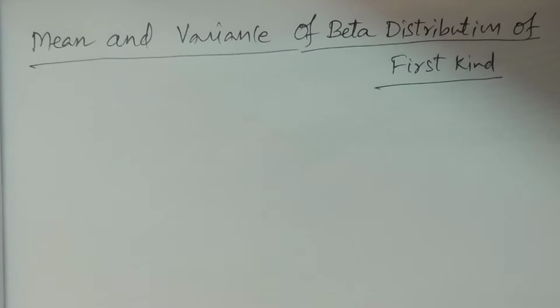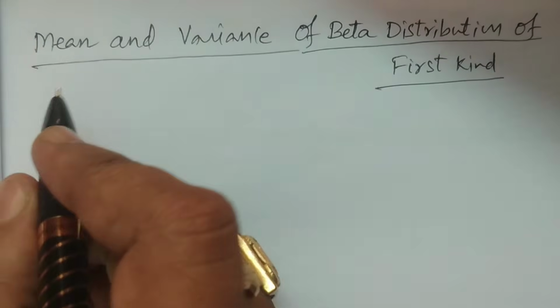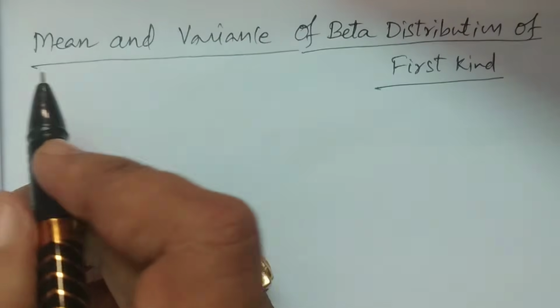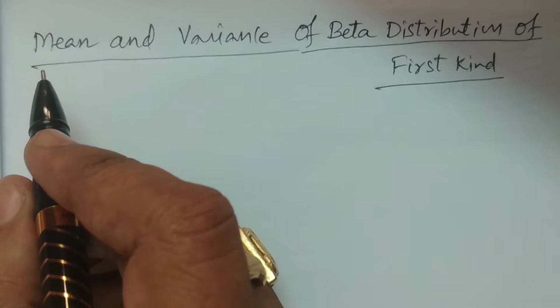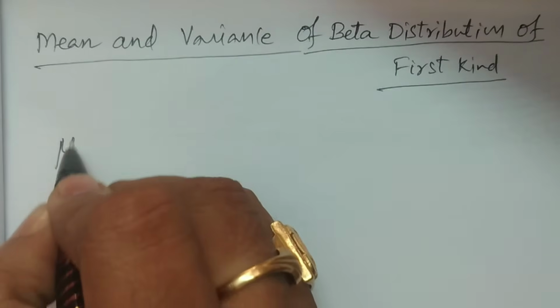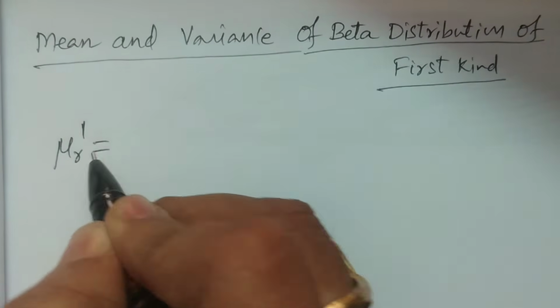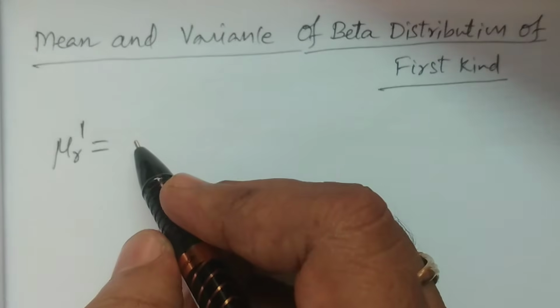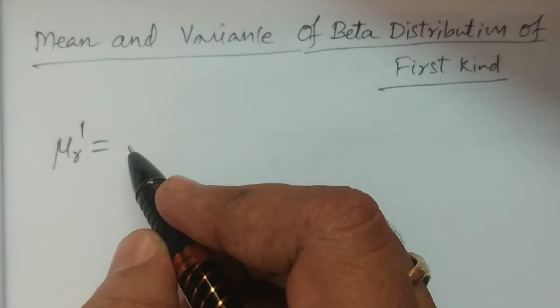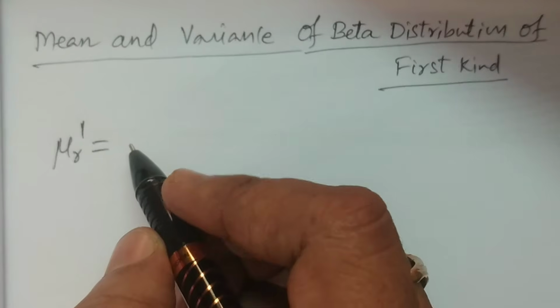In this lesson, I explain the mean and variance of the beta distribution of first kind, and how to calculate the mean and variance. For this, I specify the rth moment about origin, mu r dash. I write the formula which is going to be obtained for the rth moment about origin, mu r dash.